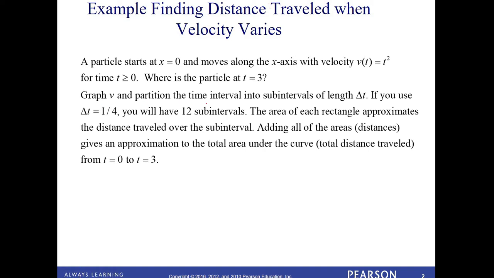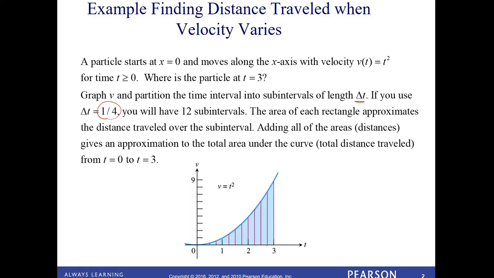So we're going to graph v and partition the time interval into sub-intervals of length delta t. If you use delta t equals 1/4, we're splitting 0 to 3 into 12 pieces, so each change of t is 1/4 of a unit. The area of each rectangle, now granted these aren't rectangles, but we can draw rectangles here. We can draw them in a variety of ways. I can draw them across the middle. We'll talk about that in a minute.